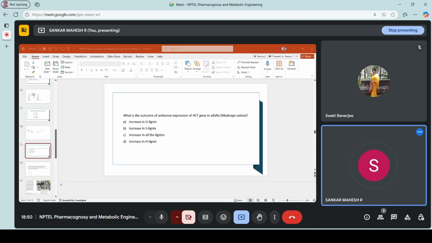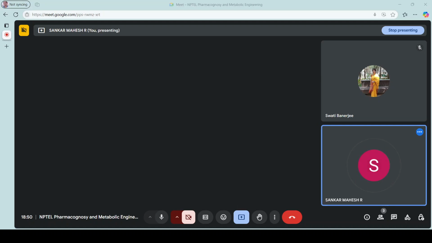Okay, so lignin has different monomers. One is hydroxyphenyl, one is guaiacyl, the other is syringyl. These are the three different units. Now these are the different components of lignin. That's why you have G lignin, H lignin, and S lignin.